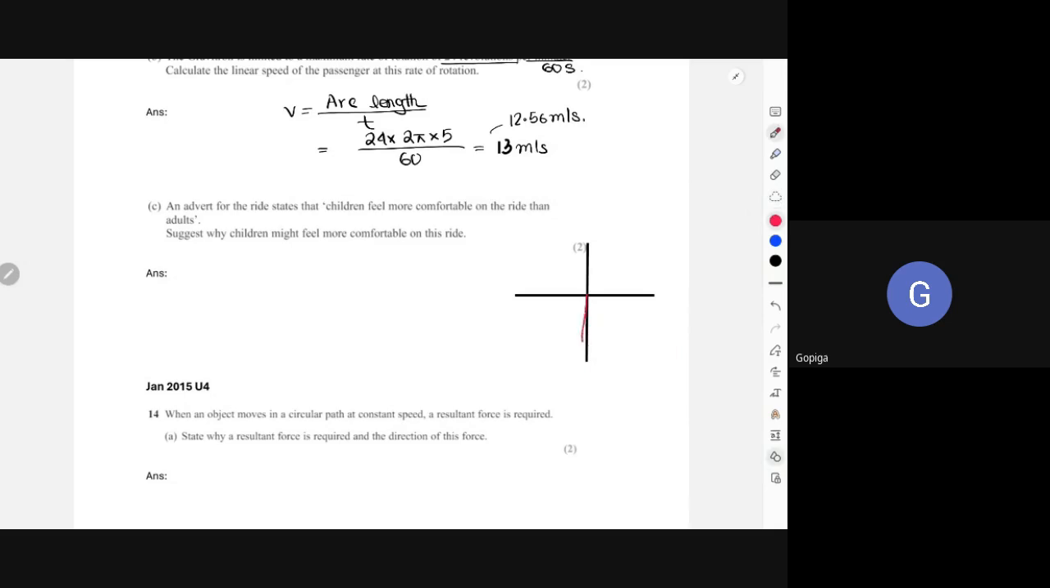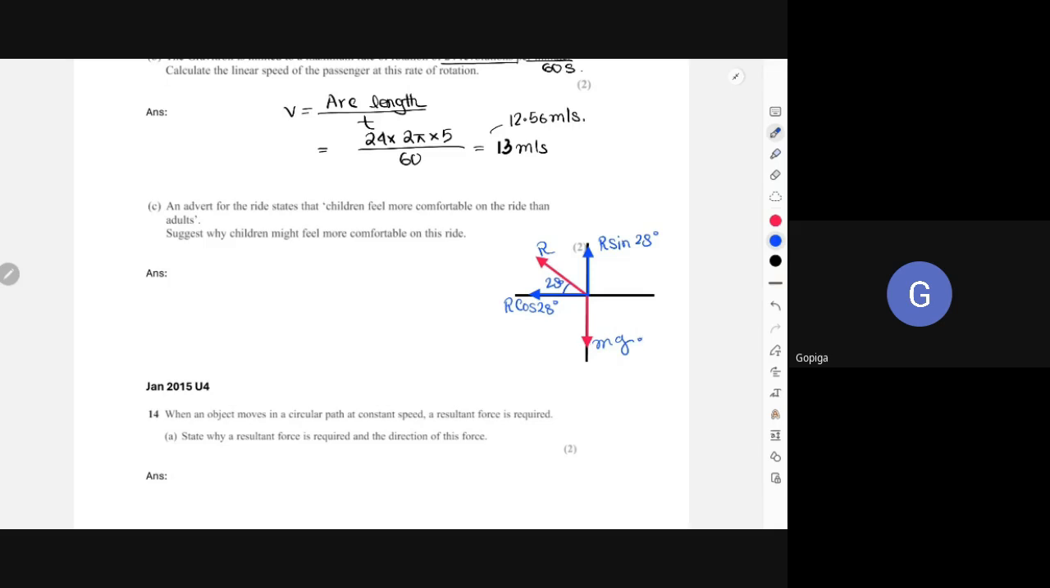So weight acts vertically downward, and your reaction force acts at an angle of 28 degrees inclined from the horizontal plane. So obviously it will be distributed in the vertical plane and in the horizontal plane. Right? This is 28 degrees. This is R. This is going to be R cos 28 degrees. This is R sine 28 degrees and mg.